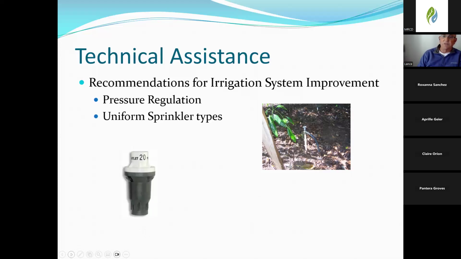Also, uniform sprinkler types. There's no industry standard for the coloring put onto sprinkler nozzles. One manufacturer's red might be 24 gallons per hour, and another manufacturer's red sprinkler is 65 gallons per hour. So color doesn't mean anything if you accidentally pick up the wrong brand compared to what you have in the rest of the field. It's not uncommon for us to find a lot of different sprinklers in the field when doing an irrigation system evaluation.